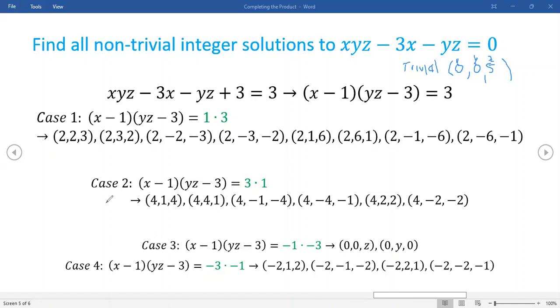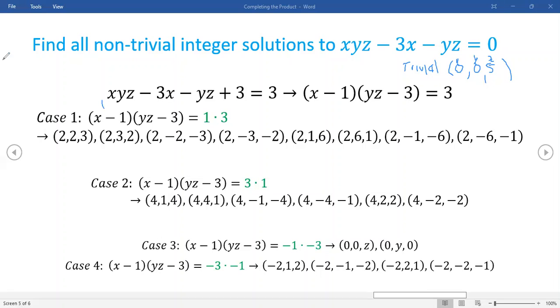Now, you can kind of see what's happening here. Let's just look at case 1, all right? This means that this factor here, x minus 1, has to equal 1. What's the only way that can happen is if x is 2, right? And so you can see how many solutions we have with 2. Here's a 2, here's a 2. The 2 is the first coordinate all the way across here. I think we have 8 solutions here. But notice that 2 is the first coordinate.